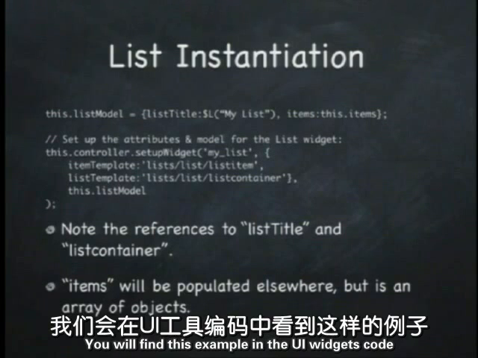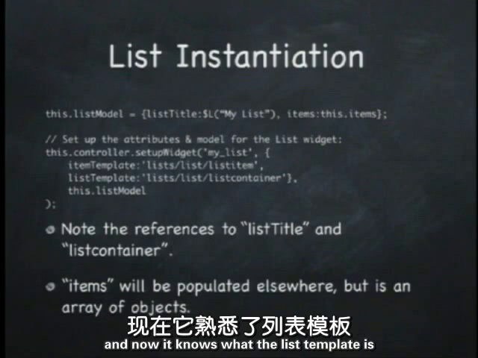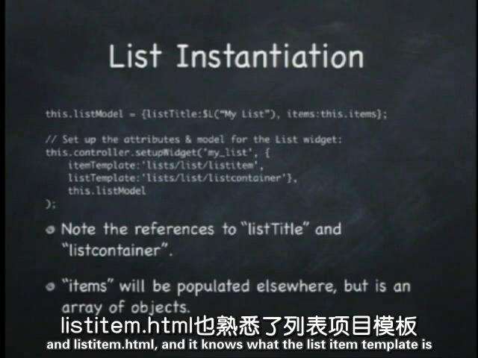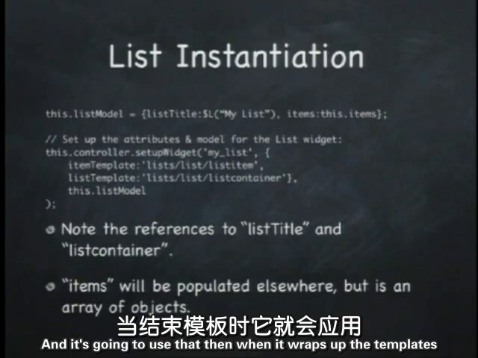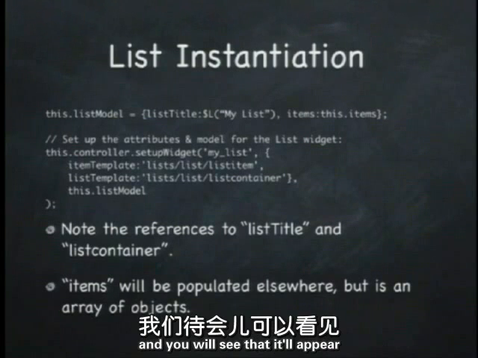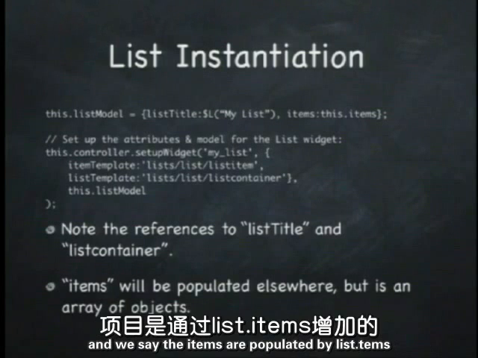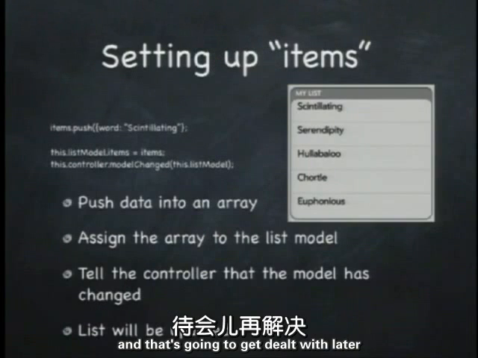You'll find this example in the UI widgets code. And then it's going to look for list container.html, and now it knows what the list template is, and listitem.html, and it knows what the item template is. And it's going to use that when it wraps up the templates. And the item list is going to get populated elsewhere, and you will see that. Up here when we're talking about the list model, we give it a title, and we say the items are populated by this .items, and that's going to get dealt with later.